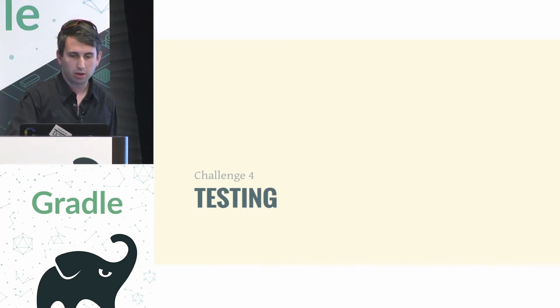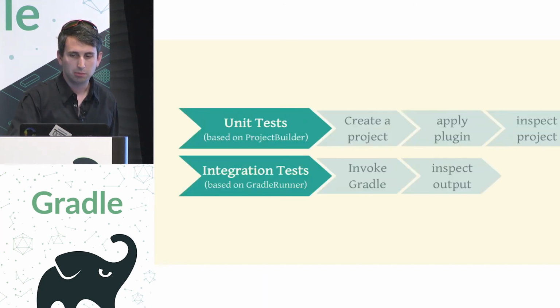Okay, and I wanted to mention just a couple of things too about testing that I ran into. This isn't a talk about how to test plugins, but there were a few things I wanted to touch on. The plugin has two sets of tests, two different kinds of tests that I've sort of broken into what I would call unit tests and integration tests. The real difference is what testing tool they're based on. The unit tests are based on the project builder, which comes from the Gradle test kit, and the integration tests are based on the Gradle runner, also from the test kit.